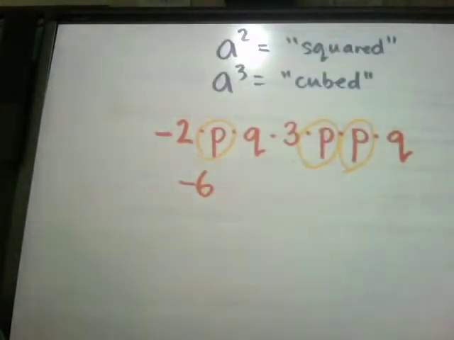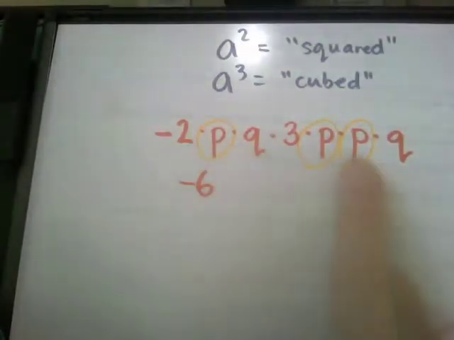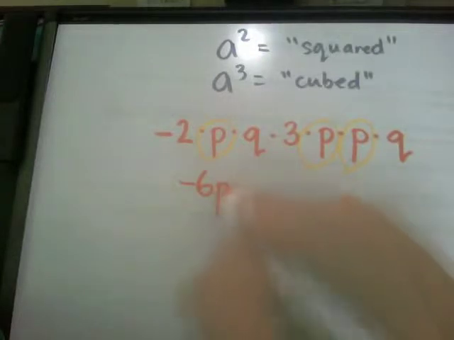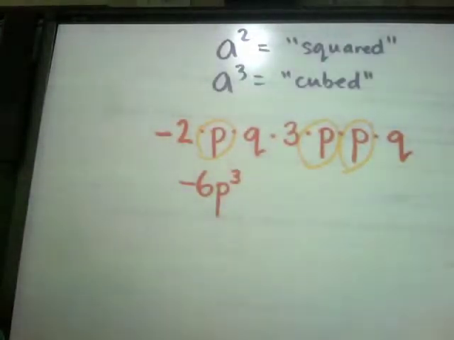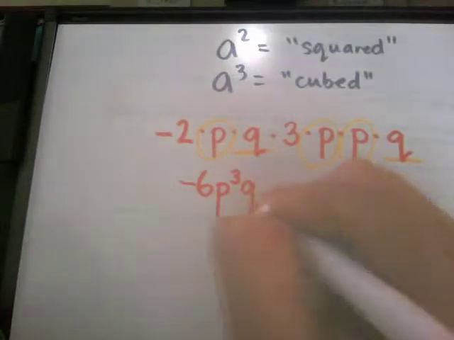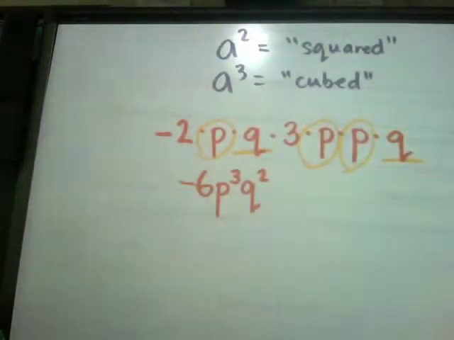If p is times itself 3 times, how would I write that with an exponent, Jim? Yep, p to the power of 3 or p cubed. And then we look, okay, my q's, I can multiply those. Q times itself twice would be q to the power of 2.